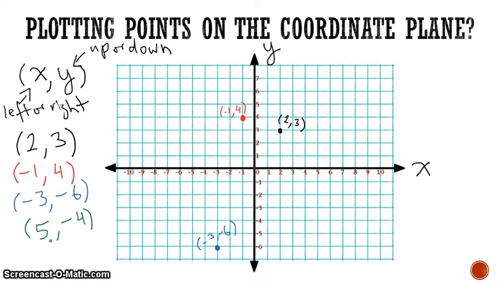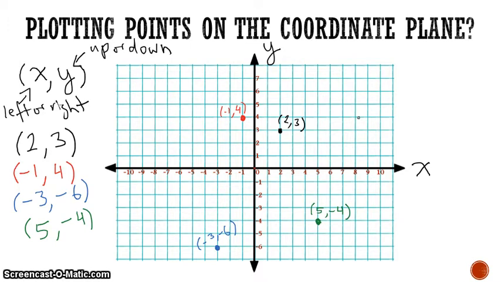Okay. So +5, my first number is left or right. So I'm going to go to the right 5 because it's positive, which is right here. And then I have -4, which is my second number, which means up or down. And since it's negative, we're going to go down. So we're going to go down 4. And there's my point. And I'm going to label it 5, -4. And I'm done. So, getting the hang of plotting this?